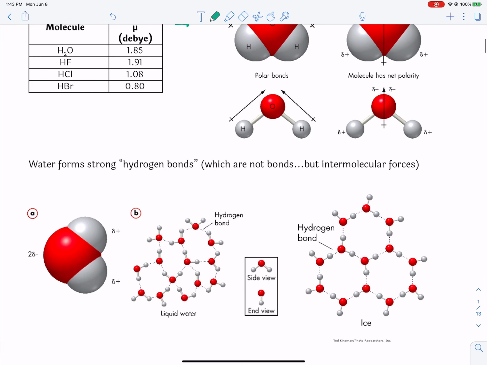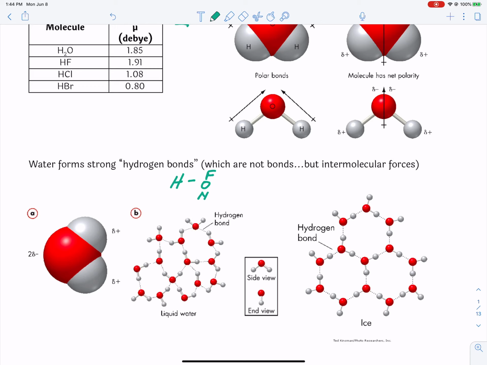Because water is so polar, and because it is an oxygen bonded to a hydrogen, it can form very strong intermolecular forces. And remember, the strongest intermolecular force that we have are called hydrogen bonds, which are not bonds. In order to have a hydrogen bond, you need to have a hydrogen bonded to the three most electronegative elements, right? A hydrogen bonded to a fluorine or oxygen or nitrogen. That will make that molecule able to hydrogen bond.